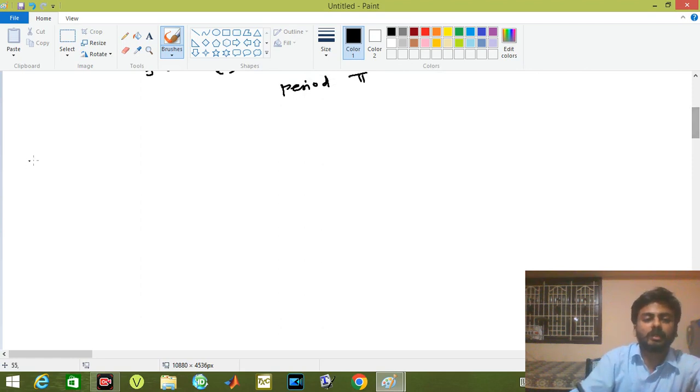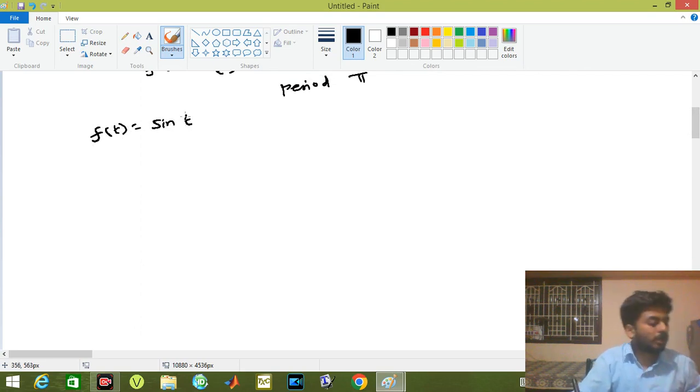Because we know that now our f of t is simply sin t, because we have taken only the second set of interval value. Okay, so simply f of t is sin t. Now f of t equals sin t, and period p equal to pi.